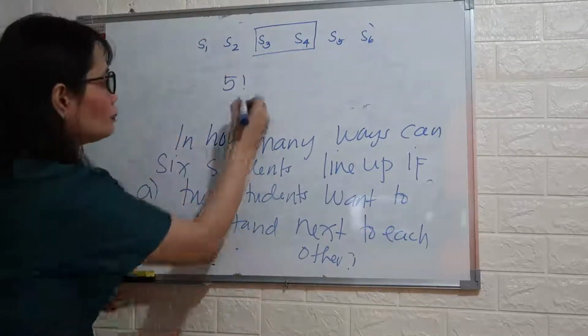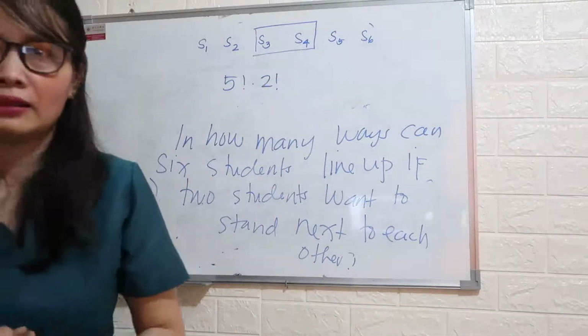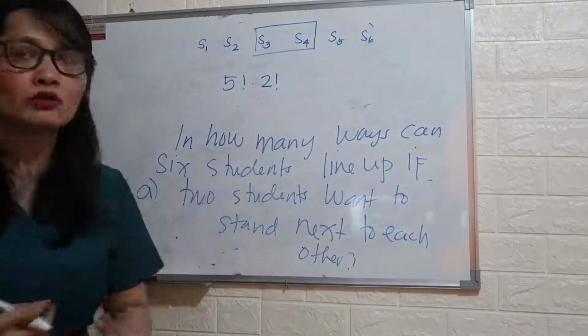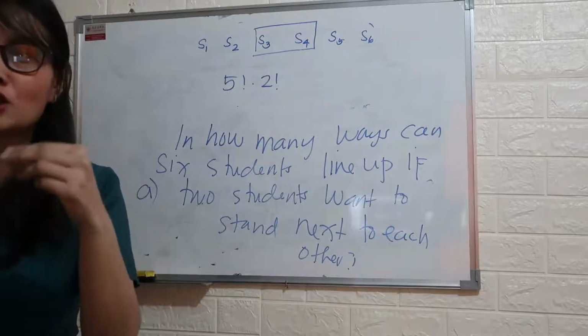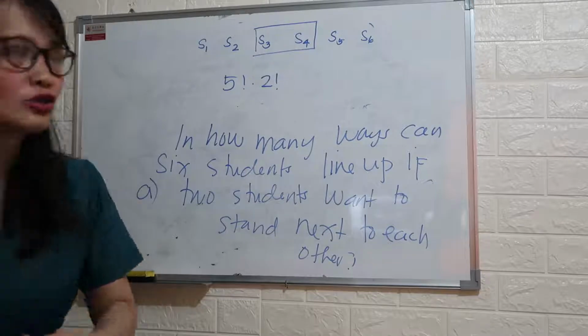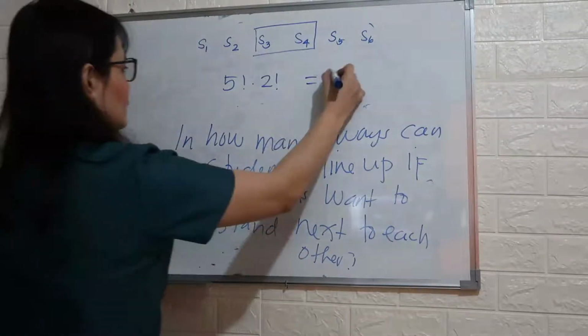Now, we need to multiply it by 2 factorial. Why do we need to multiply by 2 factorial? So that 3 and 4 can switch places. Student 3 and 4 can switch places, so you can arrange them also. So therefore, what is the answer? 240. 240 ways.